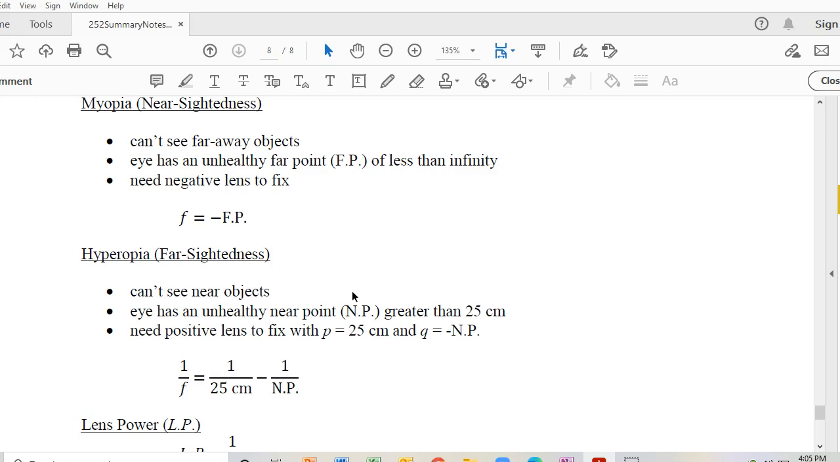Remember, the healthy near point is 25 centimeters. So if you have hyperopia, you're going to have an unhealthy near point that's greater than 25 centimeters. The classic example is that everybody at some point is going to need reading glasses because everybody is going to have hyperopia. What happens there is, remember, as you bring an object closer to your eye, you have to have a shorter focal length in the cornea-lens system.